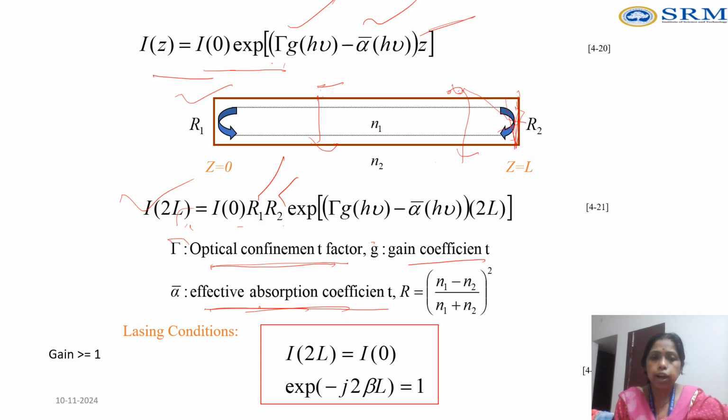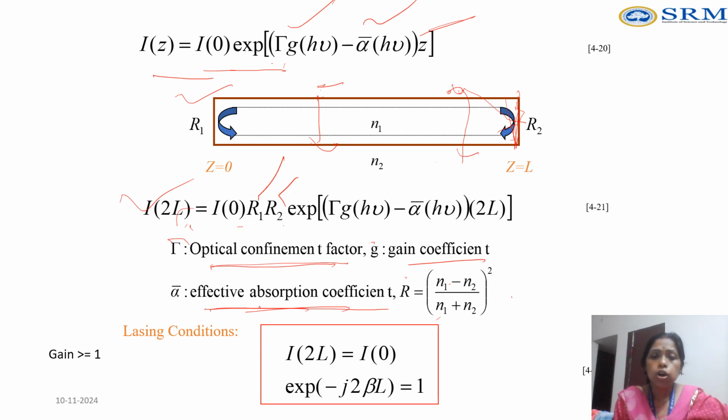Why I have multiplied R1 and R2 depends on the reflectivity. It will decide whether the photon will be absorbed or will penetrate. That's why the reflectivities R1 and R2 should be multiplied with the intensity. The reflectivity of both mirrors should be calculated as (n1 minus n2) divided by (n1 plus n2), whole squared.